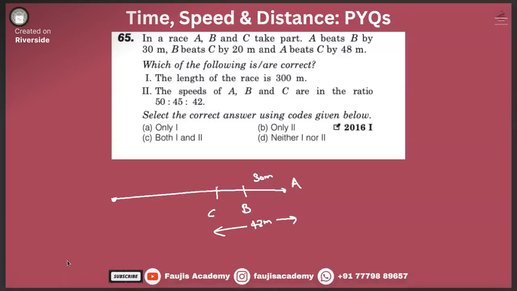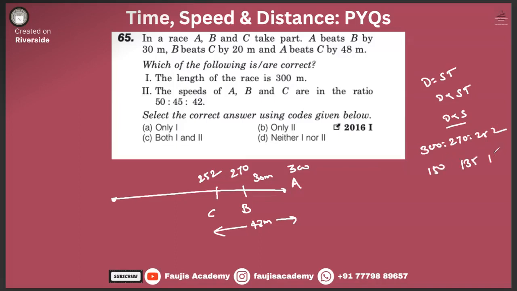Let us assume that this 300 meters is correct for the sake of simplicity. If A is at 300 meters, then B and C are at some positions right now. Distance is equal to speed into time, which means distance is directly proportional to speed. That means the distances are 300, 270 and 252. What is the ratio? 50, 45, 42.